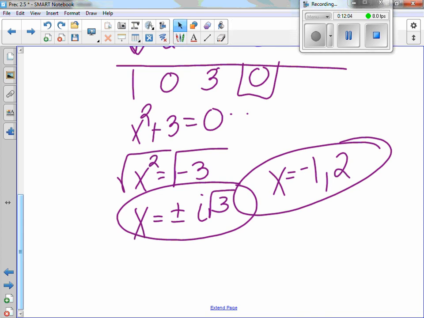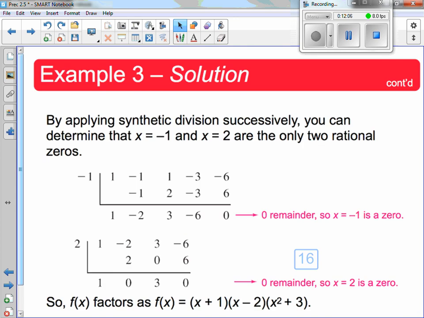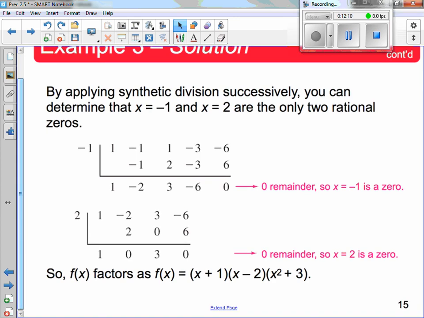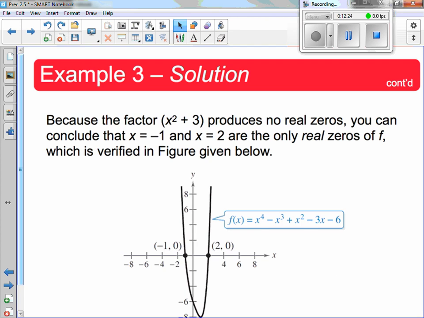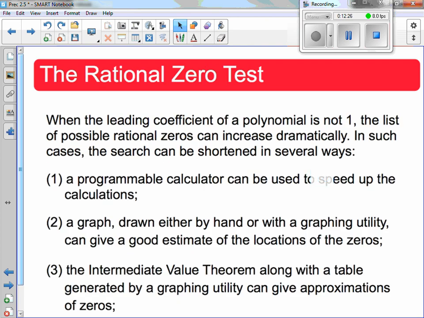Questions on this here? Would y'all say that was a pretty long and arduous process to find each one of those zeros going one at a time, yes? I mean, it wasn't too bad. 1, 2, 3, 6. So we had 8 possibilities because we had 4 positive and negative. So it wasn't too hard to find those there. When the leading coefficient of the polynomial is not 1, the list of possible rational zeros can increase dramatically.